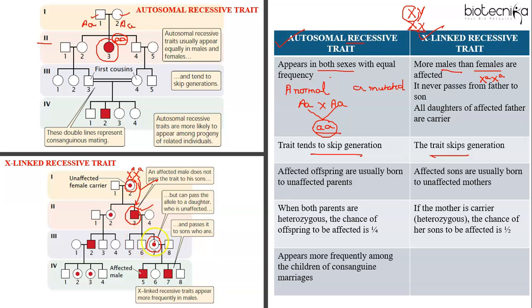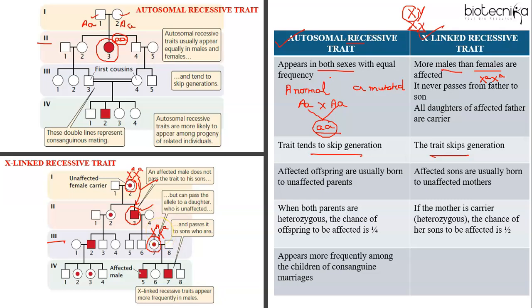So if you see the third generation, the 7th offspring, it is a carrier and it will be unaffected, because it must have one X chromosome with the normal gene, and another with the affected.